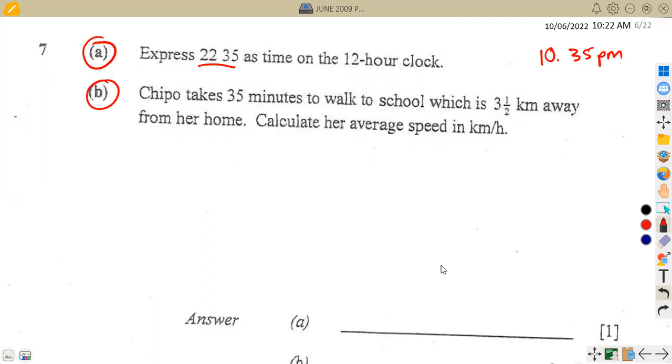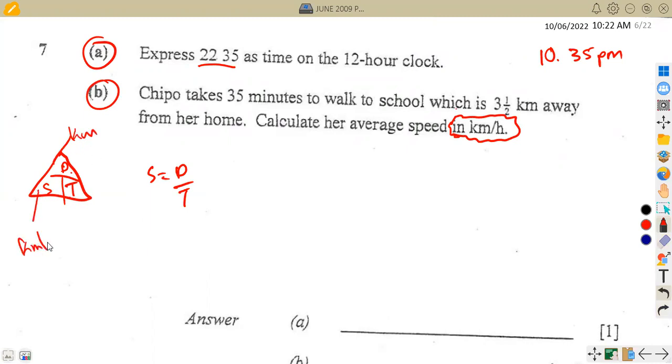B, Chipo took 35 minutes to walk to school, which is 3.5 kilometers away from home. Calculate the average speed in kilometers per hour. We actually know from our DST triangle that's distance, speed and time. Speed is equivalent to distance over time. So S is equal to distance over time, whereby the distance has to be in kilometers, the speed in kilometers per hour, while the time is in hours. So here, what is missing is our time.